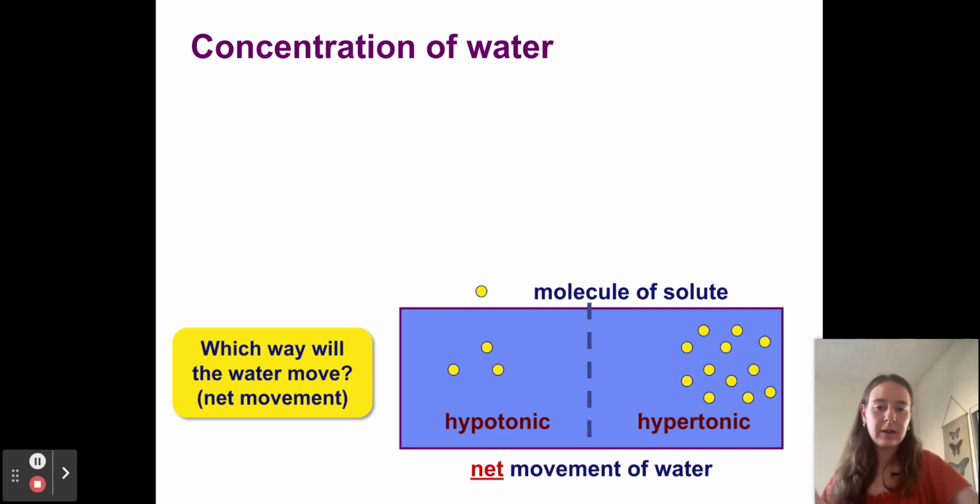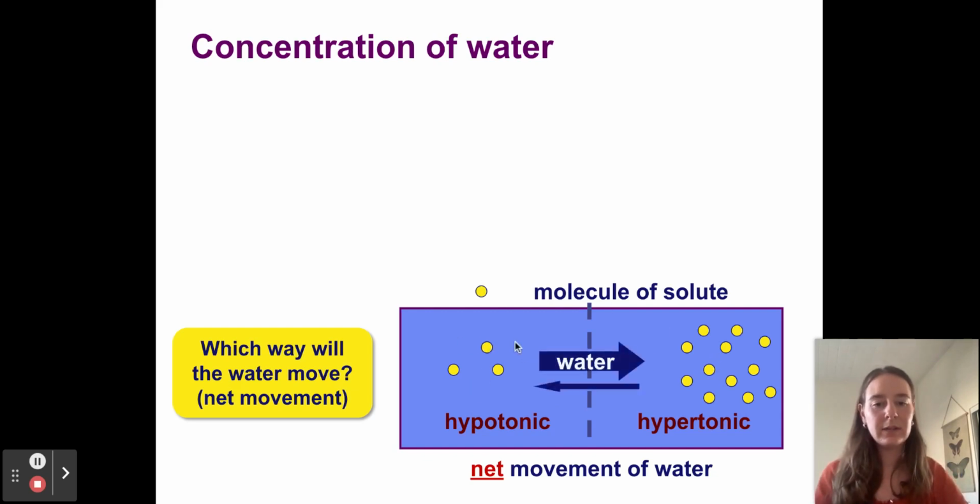Which side of this membrane has a higher concentration of water? Well, if you said this side, you're correct. There's more water on this side compared to the solute versus this side over here. So what is the net movement of water?